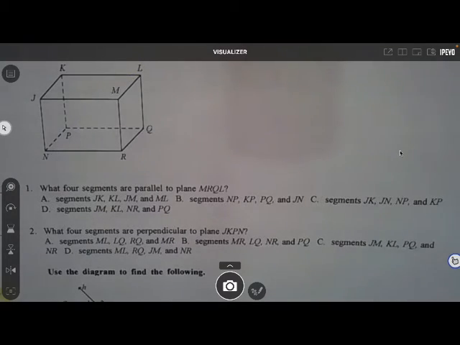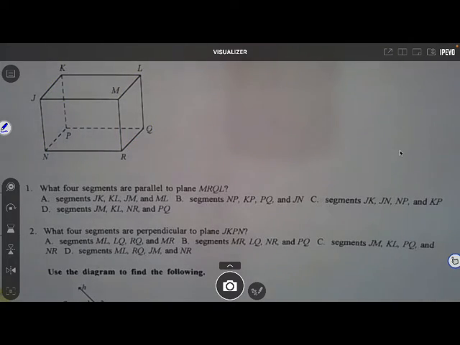Parallel to MRQL. Here is MRQ and L. Okay? Which ones are parallel to those? C. It means they will never cross them or intersect. That would be JK, JN, NP, and KP. Does everybody understand that? So I would look for JK, JN, NP, and KP. That's C. Are we good with this one? Yes. Those were parallel. They'll never cross. They kind of go in the same direction.